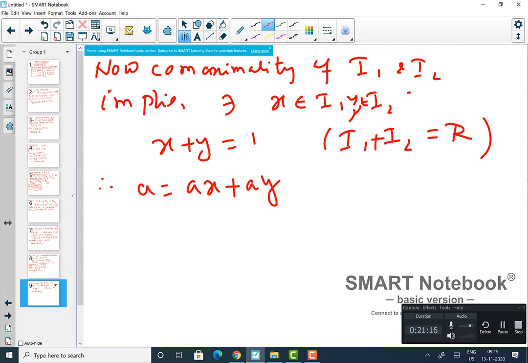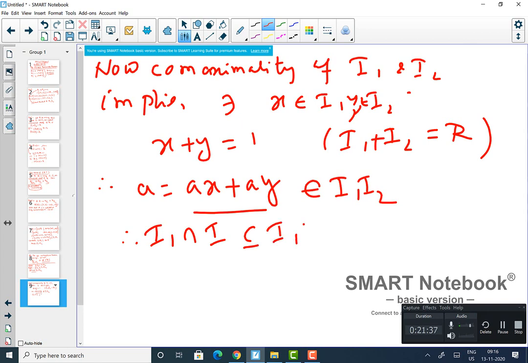Isn't it? Yes. And now see, this is an element of I1 intersection I2. Right, product, finite sums of the product of the element, right? So what does that mean? That means I1 intersection I2 is a subset of I1 I2, okay? And thus they are the same. In this case, they are equal for the case when they are co-maximal ideals, right?